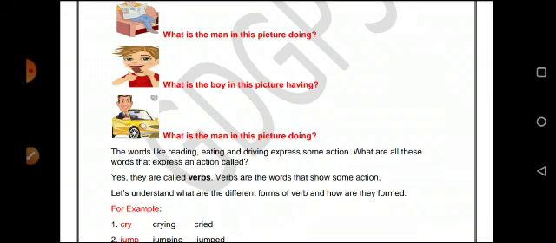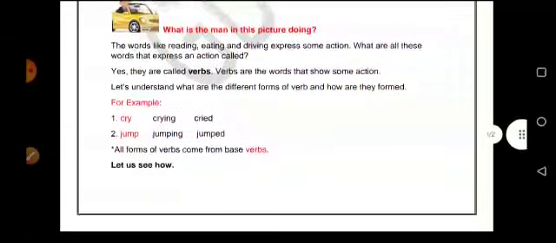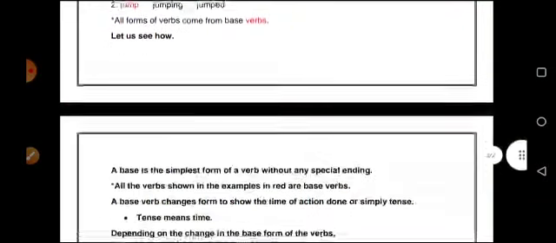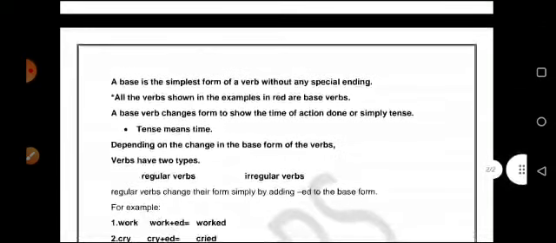Let's understand what are different forms of verbs and how they are formed. Cry. Cry can be crying also, and then cried. Jump, jumping, jumped. All forms of verbs come from base verbs. Let us see how. A base is the simplest form of a verb without any special ending. All the verbs shown in the examples in red are base verbs.